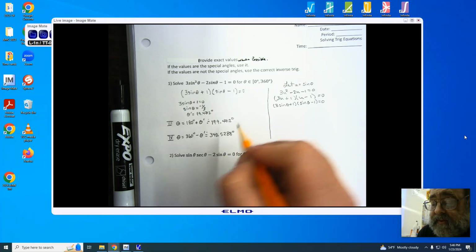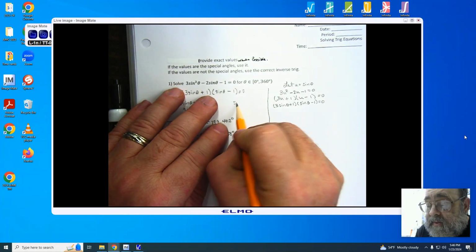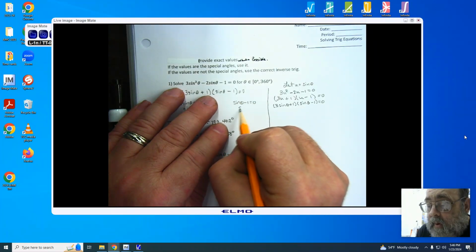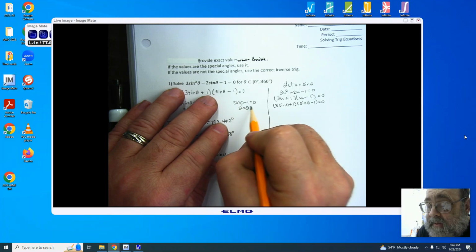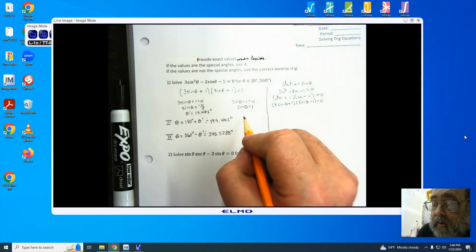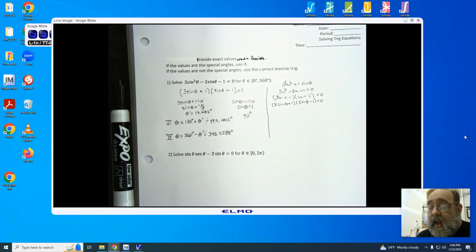Now, once I have this answer, I have to go to the second one. We're going to start by saying that the sine of theta minus 1 equals 0, and therefore the sine of theta is equal to 1. This only happens in one place on the unit circle, at pi over 2 or 90 degrees. Since we are talking about degree mode, our answer is 90 degrees, and we would now list our answers in a solution set, or however your teacher wants it done.